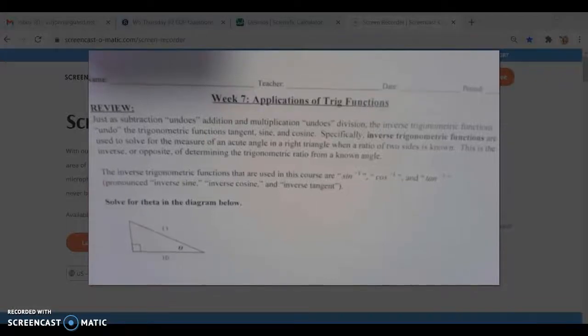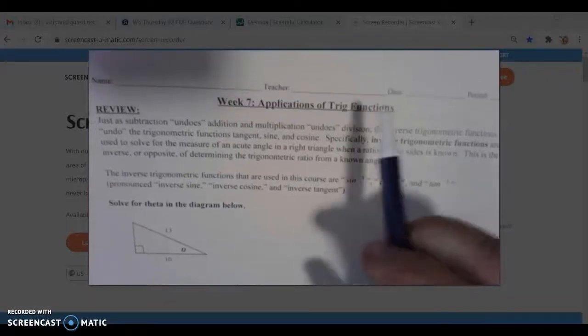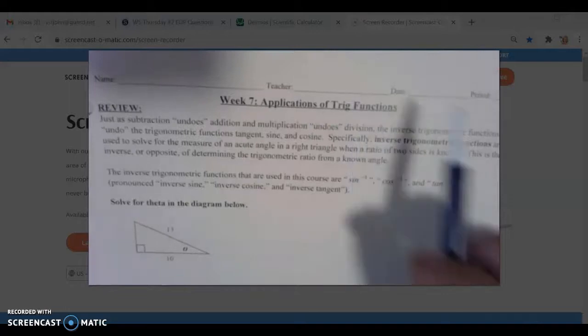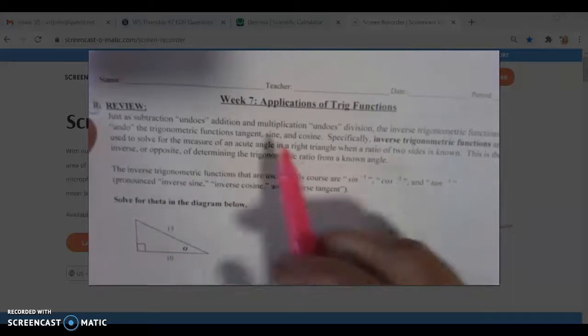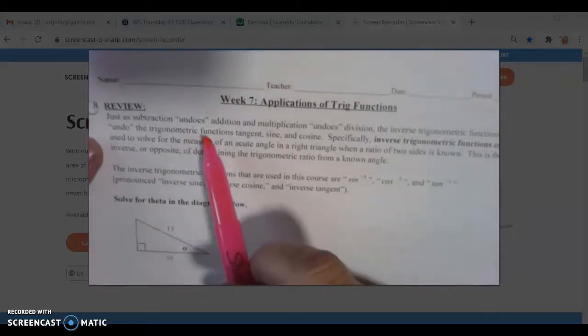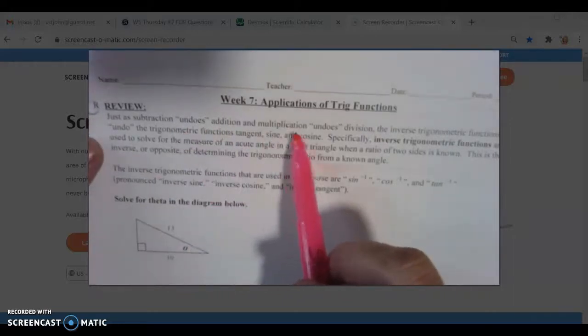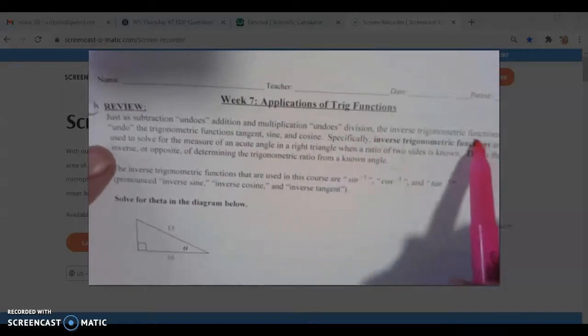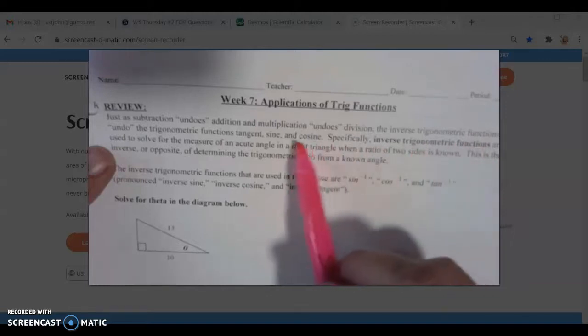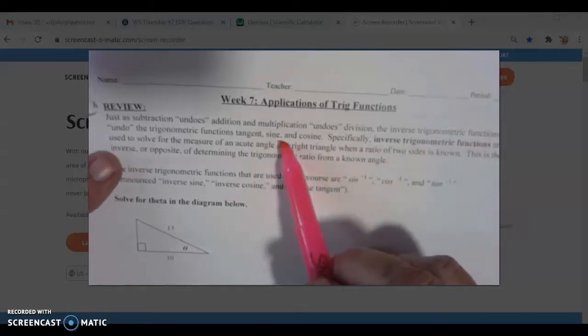The last lesson for week 7 is applying everything we've learned about trig functions. Just like we're still talking about what the inverse is. Subtraction undoes addition, multiplication undoes division. The inverse trig functions undo the trig functions tangent, sine, and cosine.